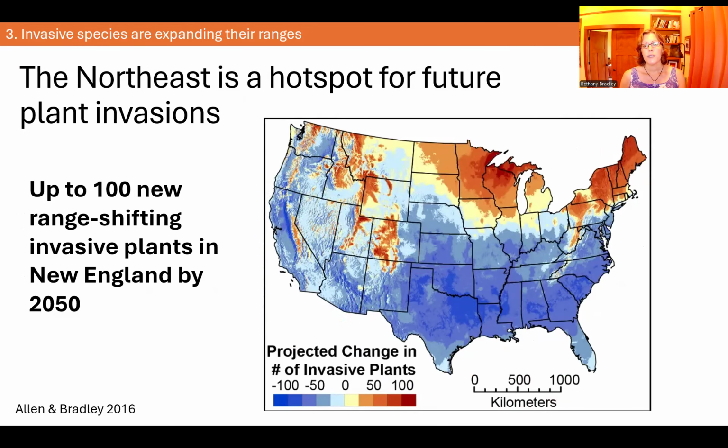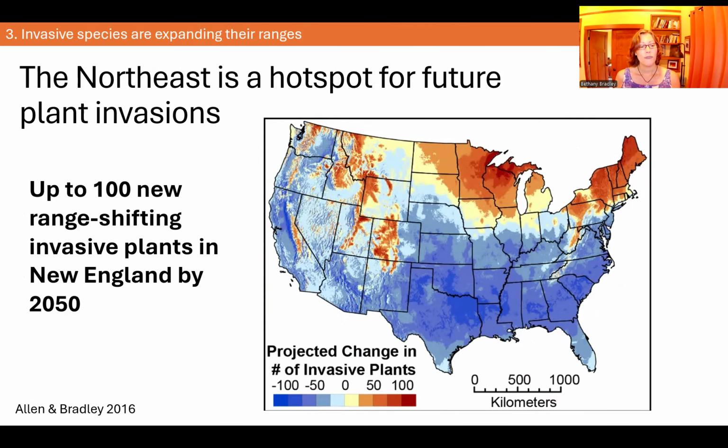A third link to increased temperature is the likelihood that invasive plants will expand their ranges or become more invasive with climate change. Range expansions of invasive species always come up as a priority concern for management. And for us in the Northeast, we've kind of got a lot to worry about.